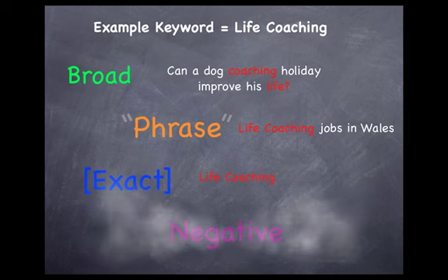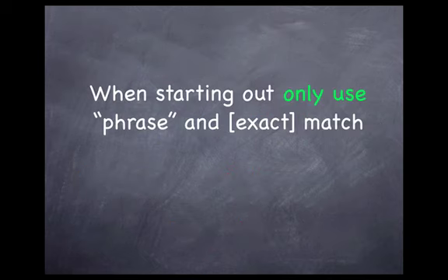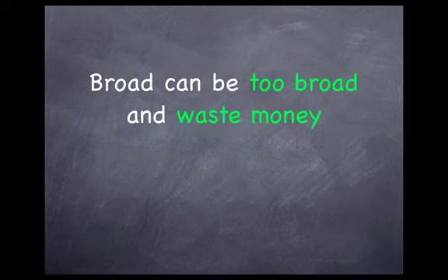So the next thing you can have is what's called negative match. Now negative match means if it has a particular word in the search, don't show the ad. So for this ad group, we'd have the word life coaching as a phrase, but we'd also have negative jobs, so that ad would not show. And even if you just use that tip in your account, and you're aware of that during your keyword research, you're well ahead of 95% of the game, and you're going to save a lot of money from the start. So just as a bit of a recap, when starting out, only use phrase and exact match, because broad can be too broad and waste money.